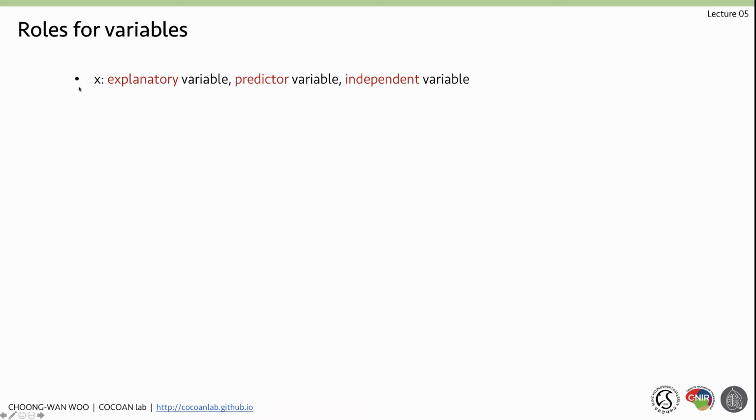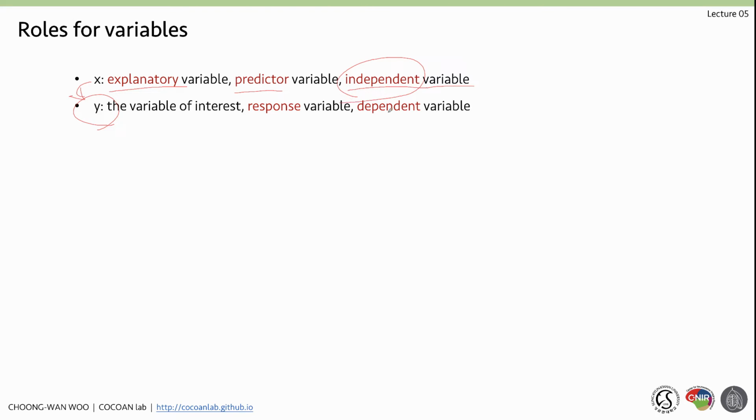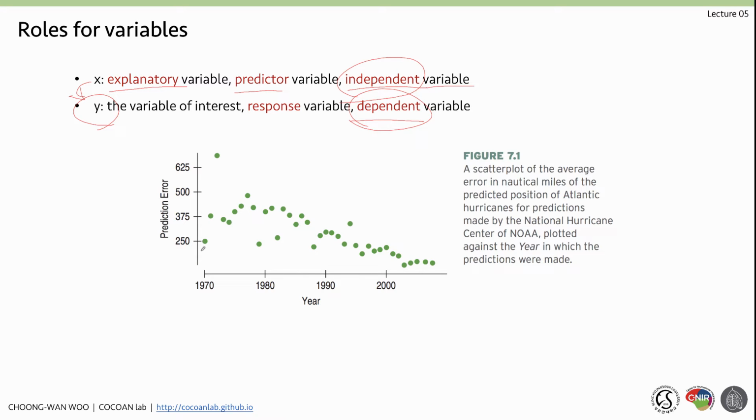And here we have names for x and y. For x, we call it the explanatory variable or predictor variable or independent variable. And y, we call it the variable of interest, the response variable, or the dependent variable. Because we define y based on x, x is the independent variable, but y is dependent on the x variable, so it's the dependent variable.